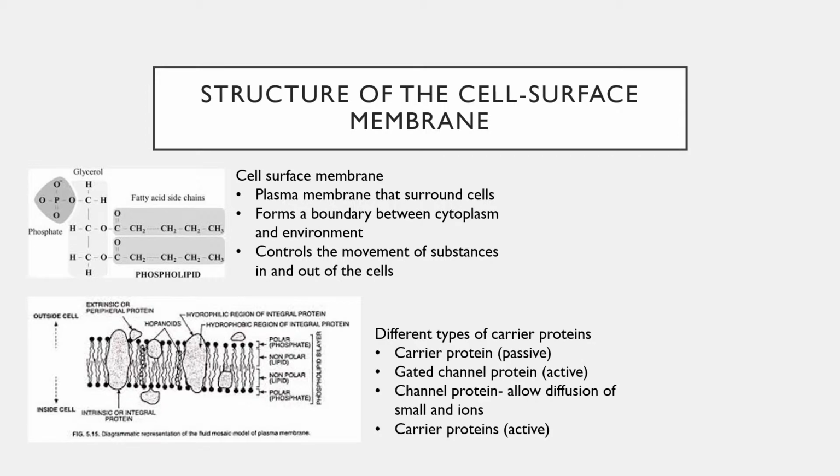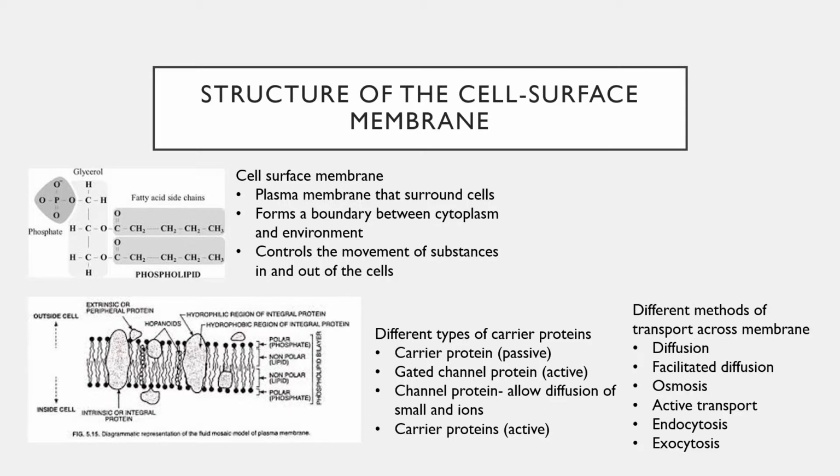The different types of carrier proteins. You have carrier proteins which are passive and require no energy for things to diffuse through. You have gated channel proteins, which can be active and work a bit like, I don't know if you lot are young enough to remember, but do you remember Pac-Man? Where it opened its mouth, and then you need energy to close its mouth, and then it opens out at the bottom, letting the substance through. Then channel protein, which allows the diffusion of small molecules such as ions, and a carrier protein which is active and requires energy such as ATP in order for it to work.